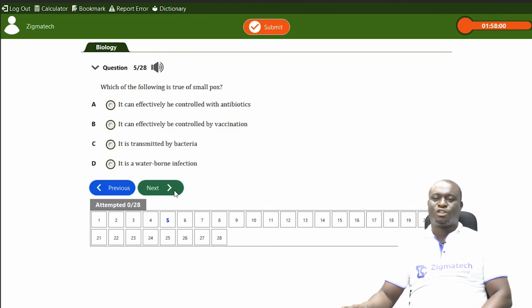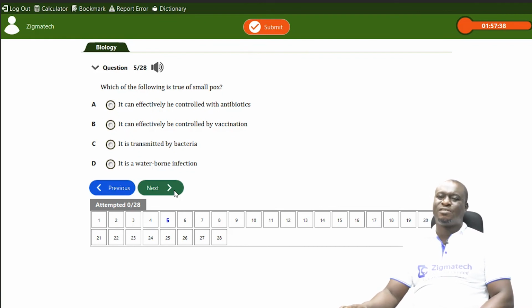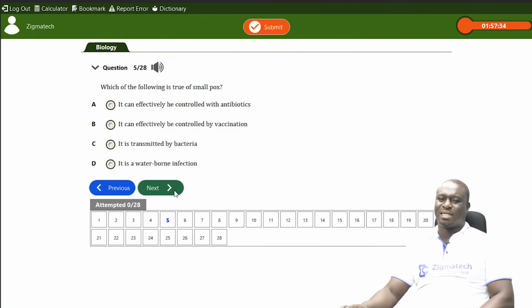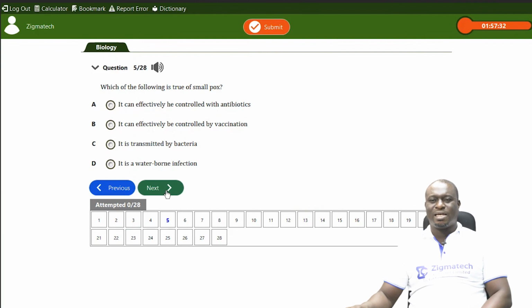Smallpox is not transmitted by bacteria, rather it is by a virus. Then D, they said it is a waterborne disease. No, smallpox is actually an airborne disease. So we're left with options A and B. Now option A said, can it be treated using antibiotics? No, antibiotics are mainly effective on bacteria. So the correct answer is by vaccination. So the answer there is B.